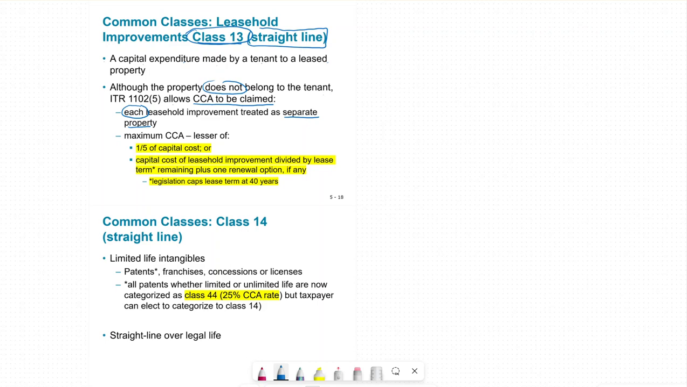The maximum CCA will be the lesser of two numbers. Whatever the cost is, you multiply by 1 over 5. Then the capital cost of the leasehold improvement is divided by the lease term. Whatever the lease term is, we divide it, and we're allowed one renewal option in income tax. So we take the lesser of these two, and that will be the maximum CCA we're allowed to deduct.